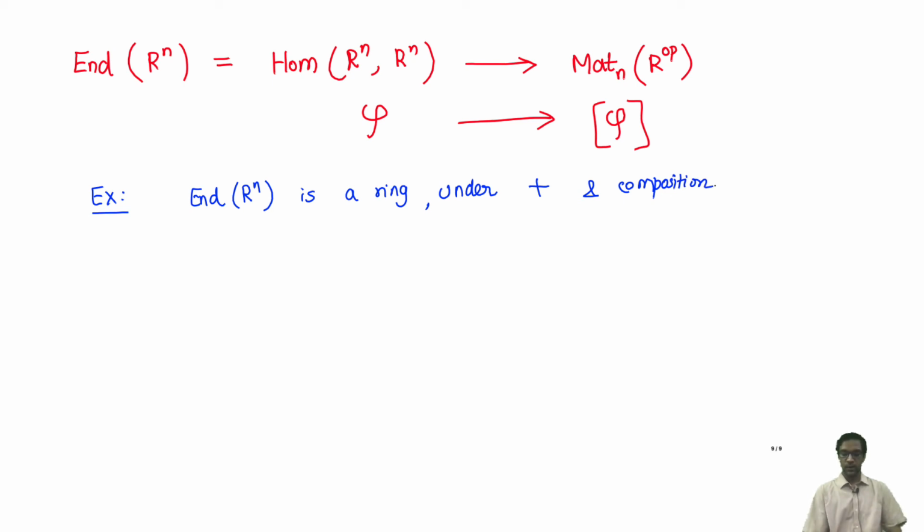On the other hand, Mat_n, the space of matrices with entries in a ring R, is also a ring, under the usual matrix addition and matrix multiplication. So observe that the right hand side is also a ring: Mat_n with entries in any ring is a ring under matrix addition and matrix multiplication. And here's the exercise: check that this association, phi going to the matrix of phi, is actually a ring homomorphism.